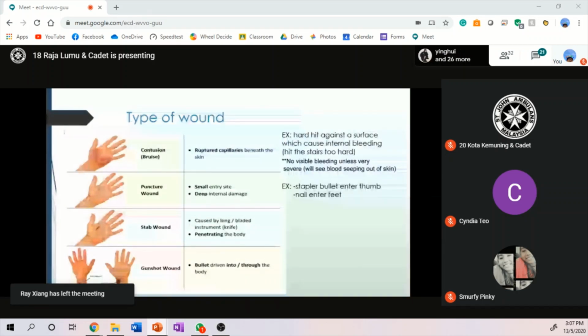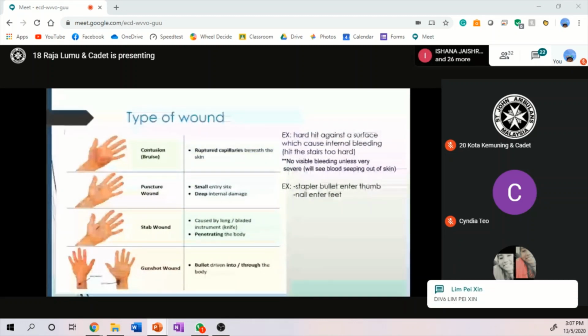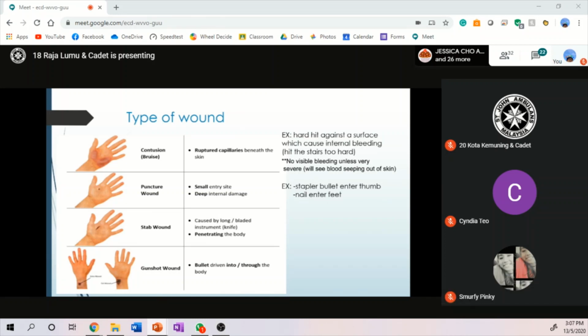So the next one is puncture wound, a small entry but deep internal damage. For example, a staple bullet entering the thumb, or a nail after a fit. For example, a staple bullet enters the thumb but doesn't go through. It just goes in a little, like a nail.